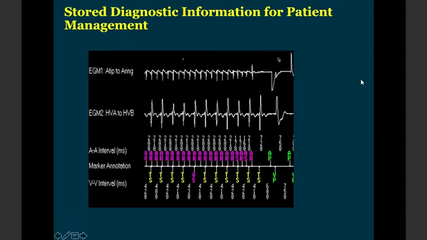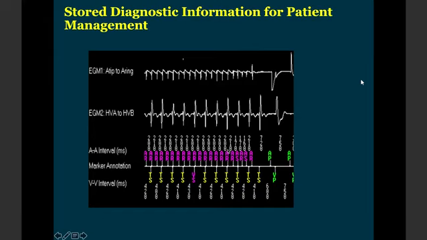So if you look at this stored diagnostic information for patient management, this is the atrial EGM on top. This is the far field ventricular electrogram, and this is the atrial marker channel, and this is the ventricular marker channel. If you see here very clearly, there is a very rapid atrial arrhythmia, even faster than the ventricular arrhythmia, and these are the intervals which have been noted down here.